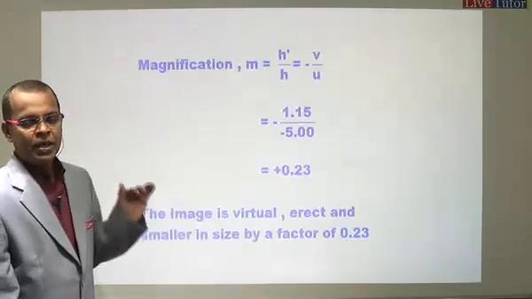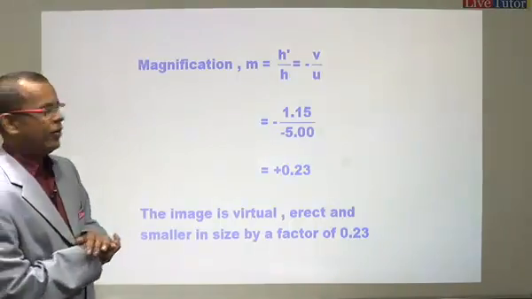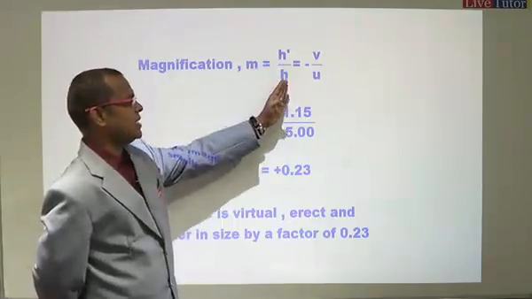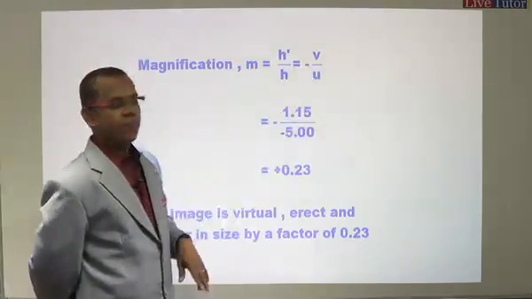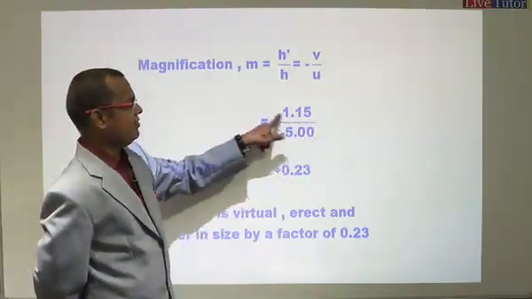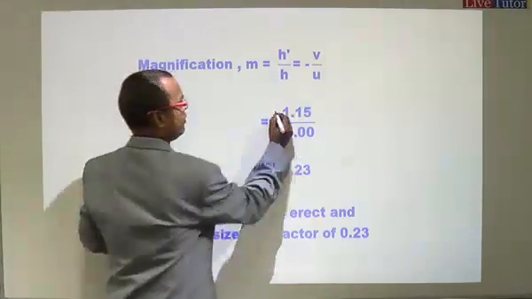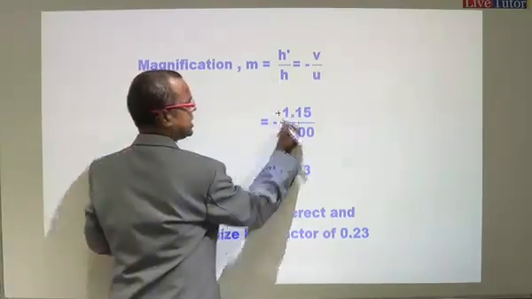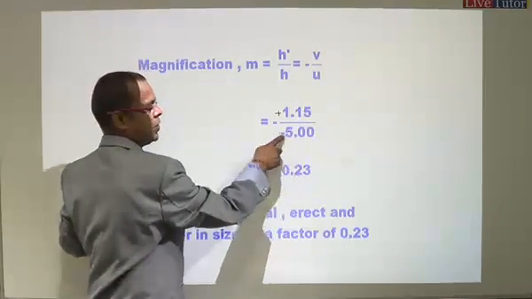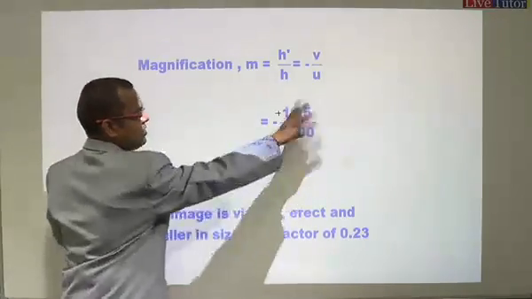And the next point, we have to see about the size, virtual or erect, smaller or bigger. For that we have to take the magnification formula, m is equal to h dash by h, or minus v by u. The value is minus v by u. Minus is already there. The v is already given. We have found that it is positive, so it has to be taken as plus 1.15. You have to remember to mention it as plus 1.15. And the object distance is in front of the mirror, so it should be taken as negative: minus 5.00.